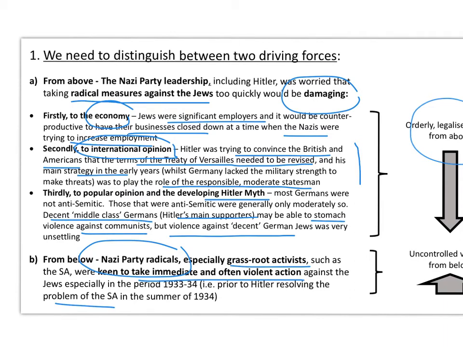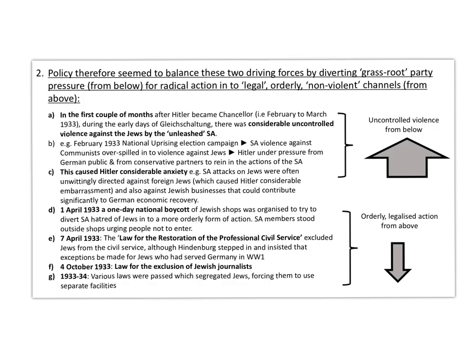But at the same time, he needs to make sure that his policies appease and keep happy the radicals in the party. Otherwise, the radicals in the party will believe that Hitler has sold out. So somehow he needs to strike the balance between these two opposing forces that are in operation in these early years. So that's a crucial point.